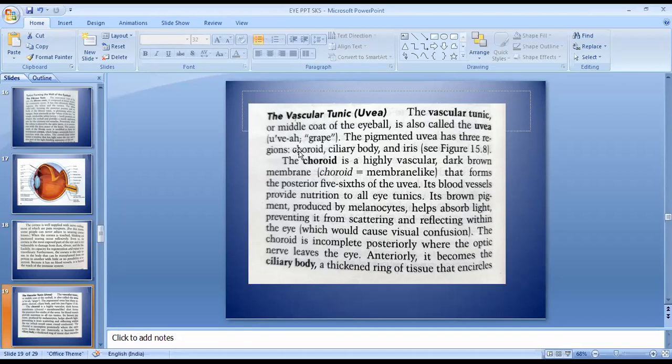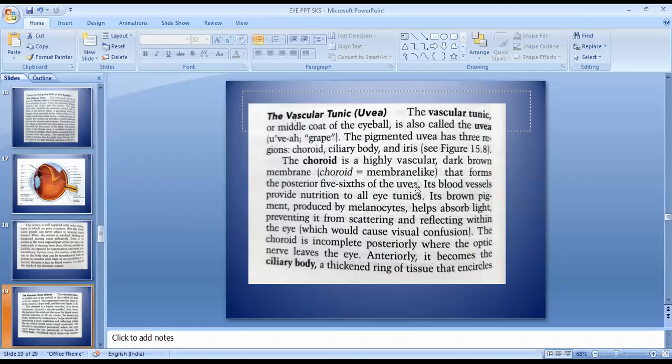Again, like the sclera, this choroid gets converted into a ciliary body and iris in the anterior part of the eyeball. Now, the choroid is a highly vascular, dark brown membrane, and that forms the posterior 5/6 of the uvea. So altogether we call it uvea.